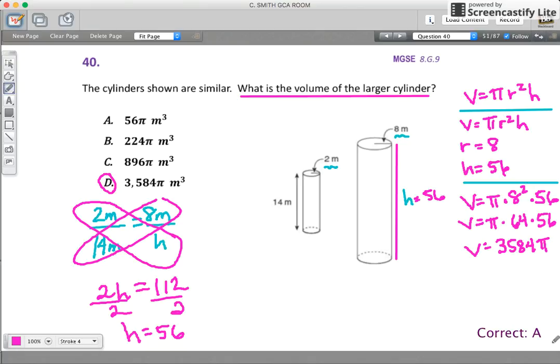Ignore this. I did not read the question correctly the first time around, so our correct answer here is D.